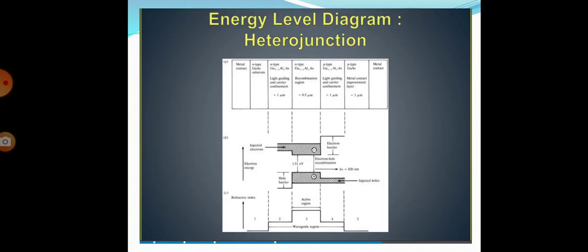Energy level diagram of heterojunction. The region around the junction contains a large amount of electrons in the conduction band and a large amount of holes in the valence band. The holes and the electrons recombine with each other and the recombination produces radiation in the form of light.